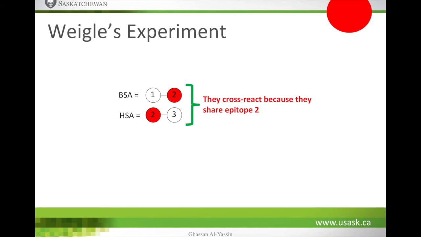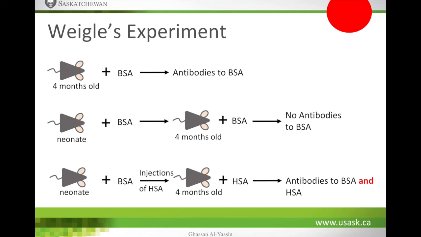BSA and HSA are both serum albumins, and they cross-react. This means that they share some epitopes. We'll make things simple and say that BSA is made of two epitopes, 1 and 2, and HSA is made of two epitopes, 2 and 3. So here's the experiment. If you inject a 4-month-old rabbit with BSA, you get loss of antibodies to BSA.